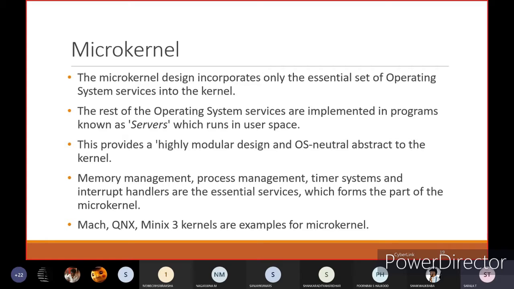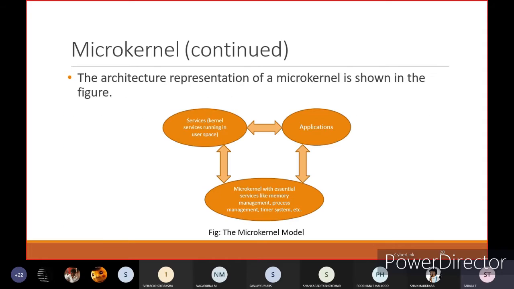Memory management, process management, timer system and interrupt handlers are the essential services which form part of the microkernel. Within the microkernel you will have memory management, process management, timer system and interrupt handlers. All these are essential services which run inside your microkernel. Mach, QNX and Minix 3 kernels are examples of microkernels.